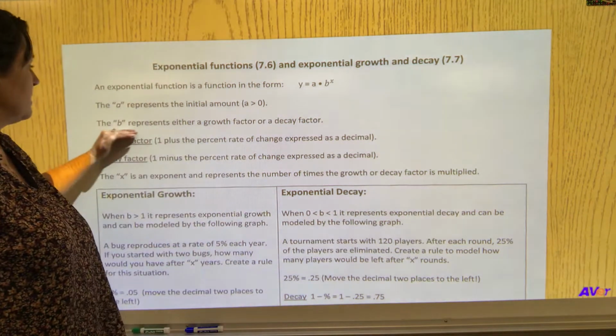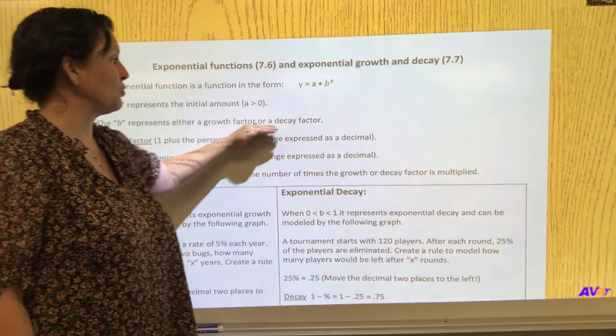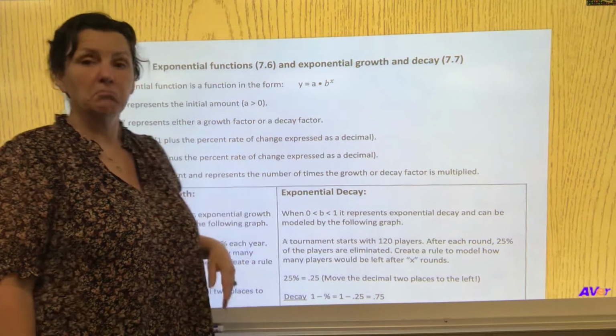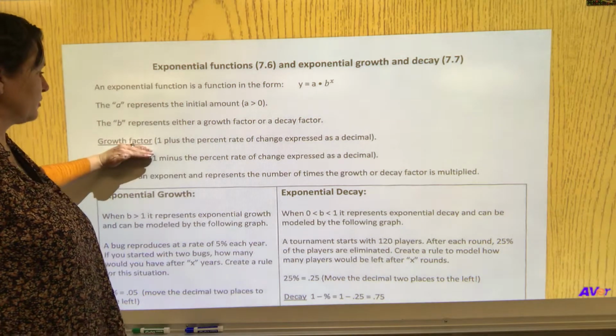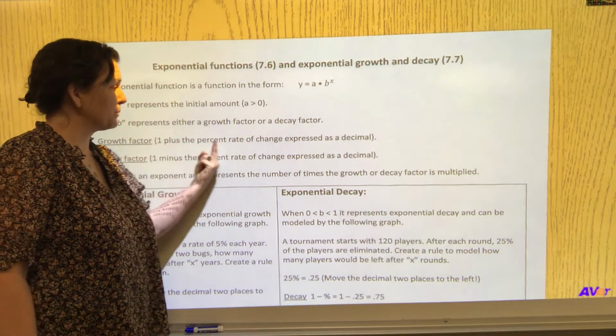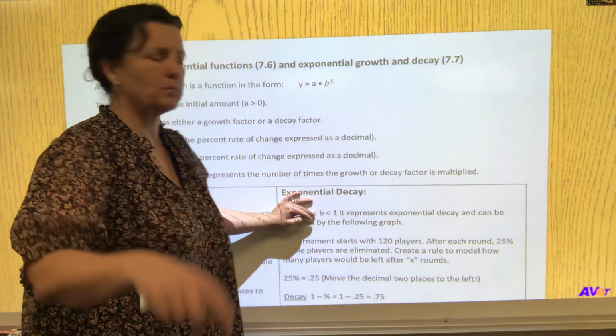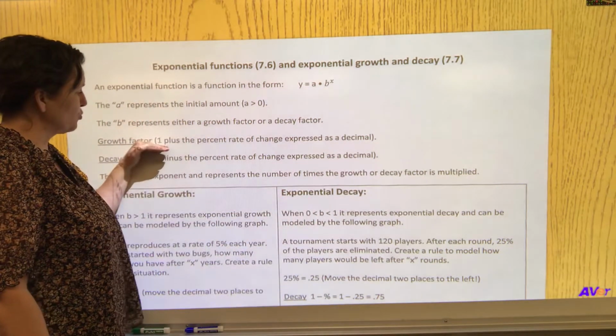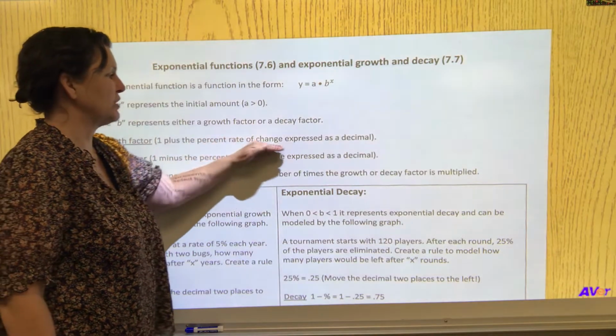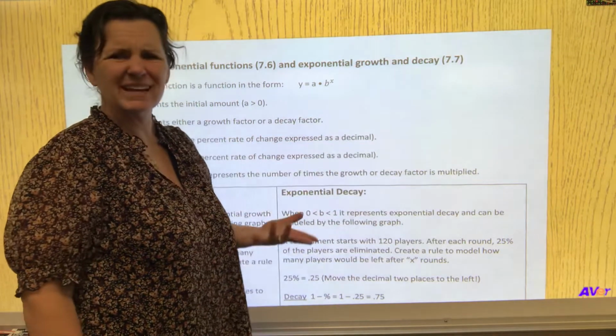Perfect. Next, the b represents either a growth factor or a decay factor. All right? Growth factor is 1 plus the percent rate of change expressed as a decimal. Let me say that one more time. Growth factor means 1 plus the percent rate of change expressed as a decimal. What the heck does that mean?